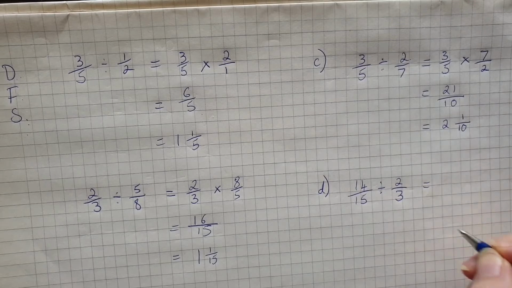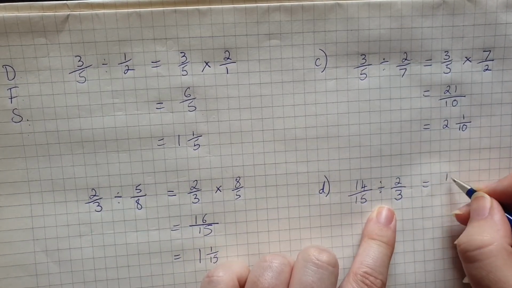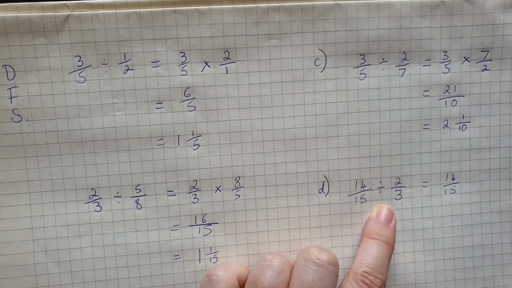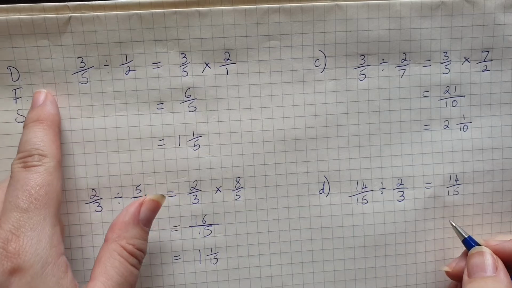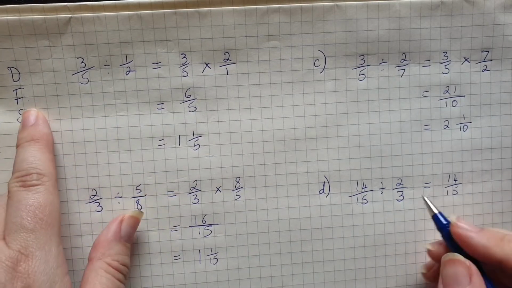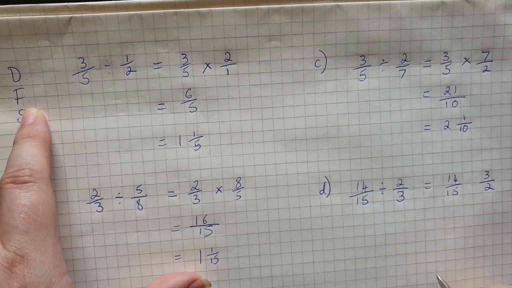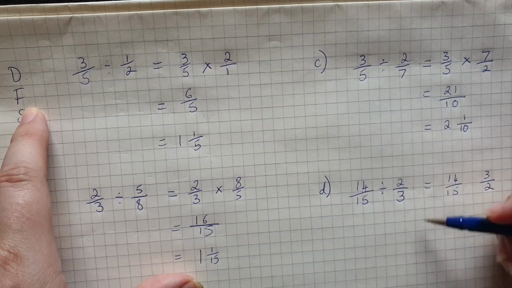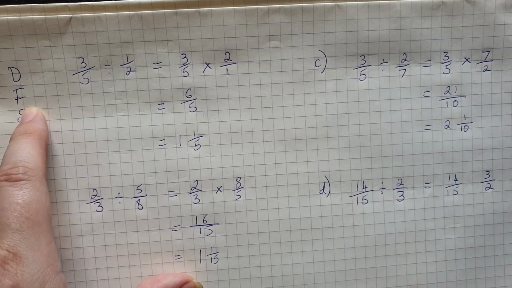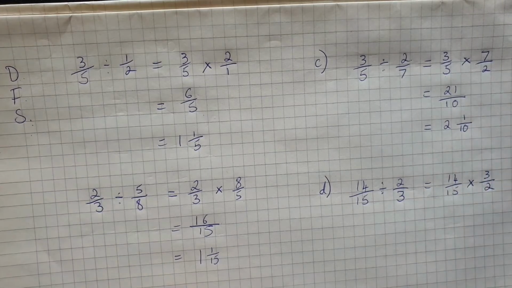Question D. We are dividing with fractions. 14/15 stays the same. Dividing, flip, swap. We're going to flip the second fraction, 3/2. We have found the reciprocal. We've flipped that second fraction and found the reciprocal. We're then going to swap the divide for a multiplication.